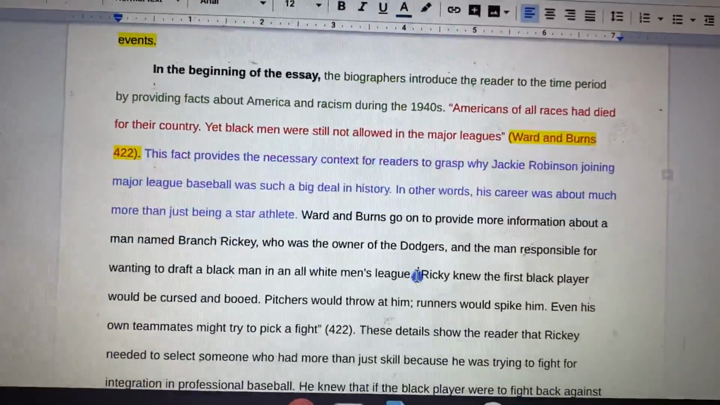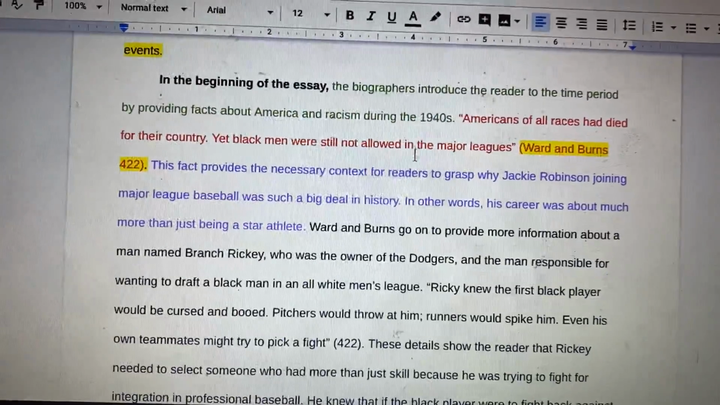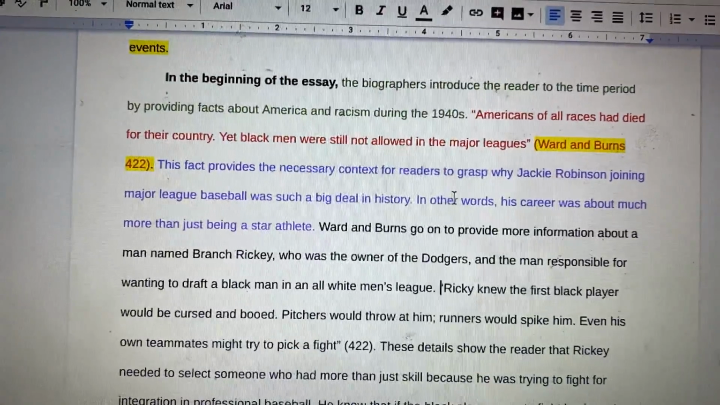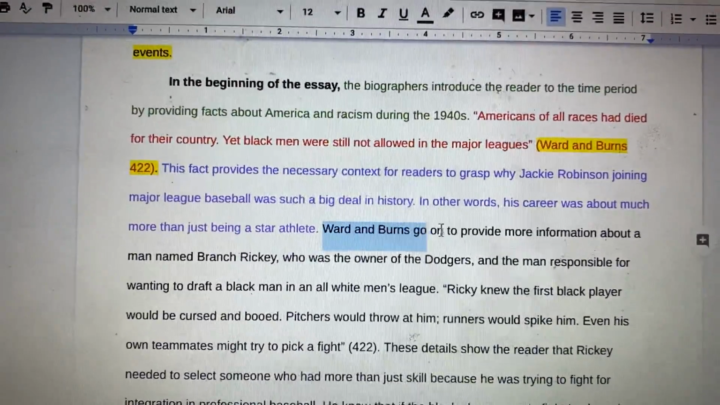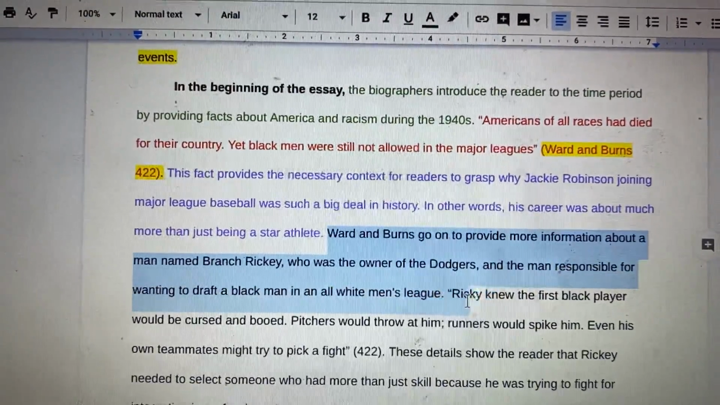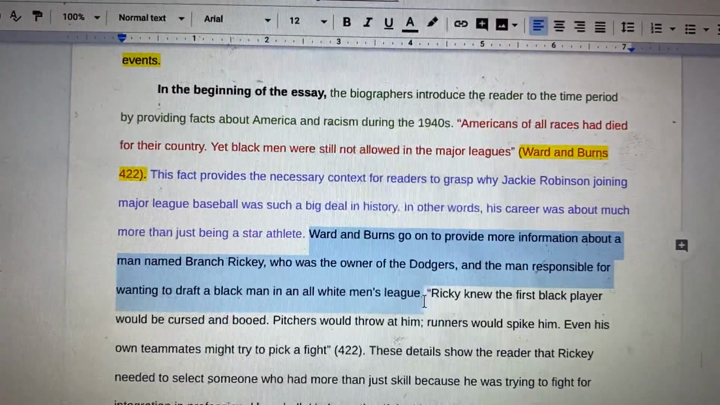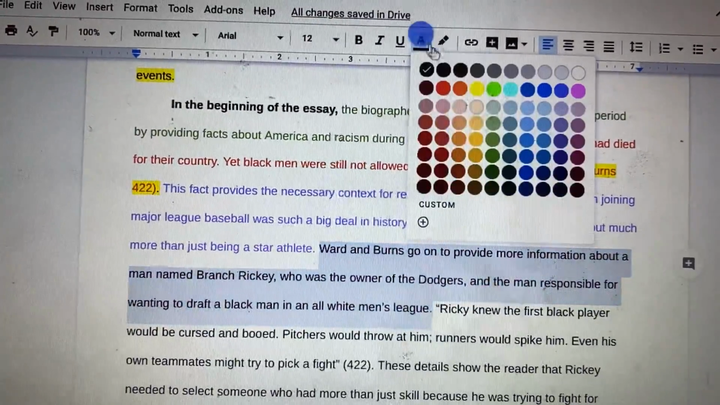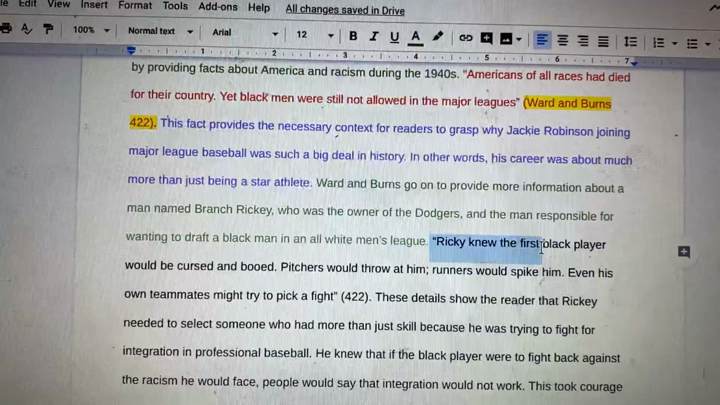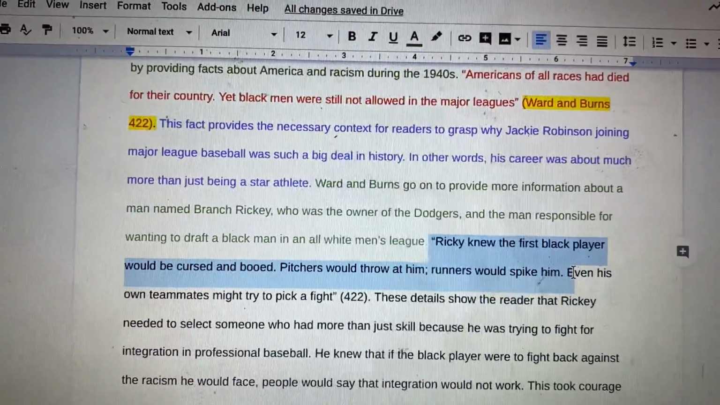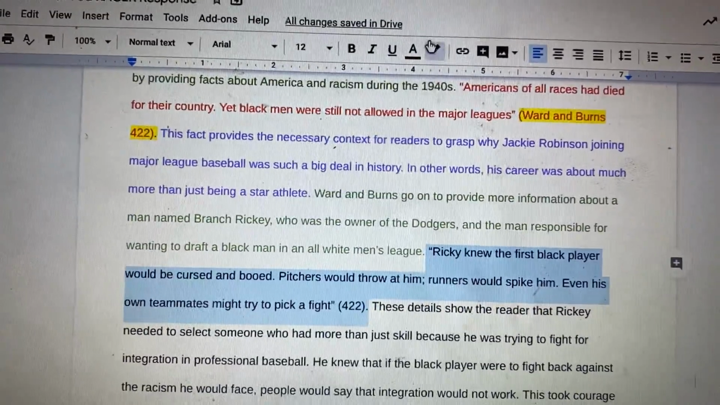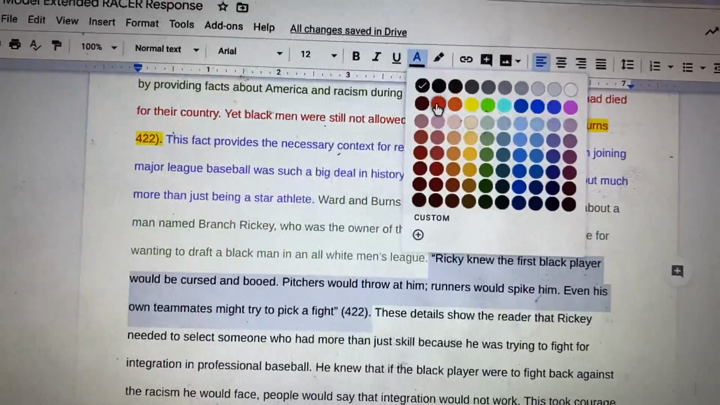Okay. Now I move on to my next piece of evidence. So now I just repeat this process, some context, give you the evidence, and I make sure to explain that evidence. Ward and Burns go on to provide information about a man named Branch Rickey, who was the owner of the Dodgers and the man responsible for wanting to draft a black man in an all-white man's league. I'm setting you up for my evidence here. And then I cite. Rickey knew the first black player would be cursed and booed. Pitchers would throw at him, runners would spike him, even his own teammates would try and pick a fight. There's my evidence. Make sure you quote it word for word.